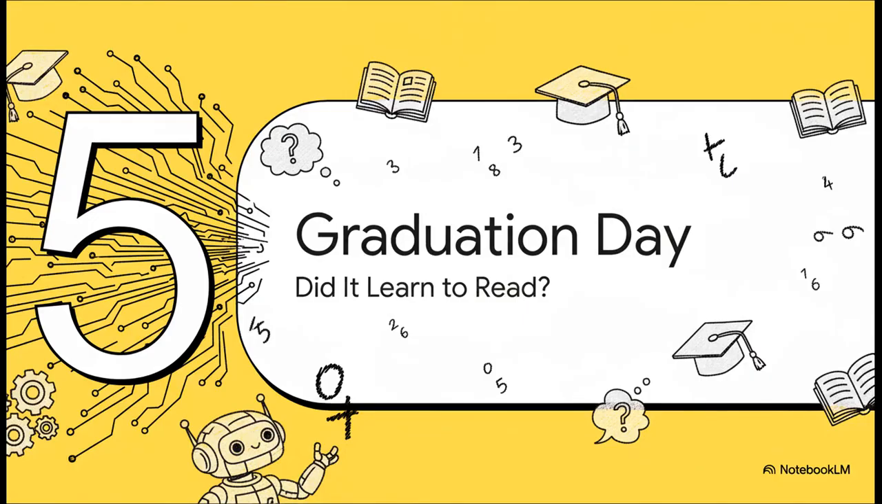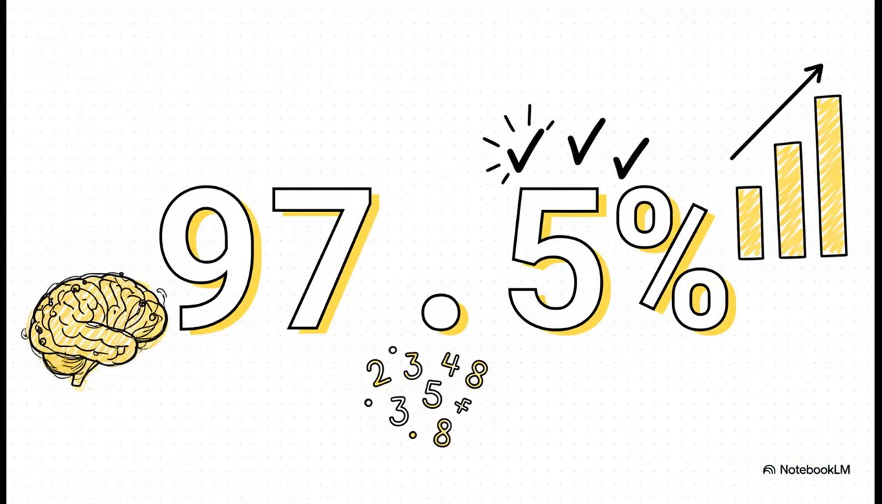And after thousands and thousands of examples, countless tiny adjustments, and a whole lot of number crunching, it is finally graduation day. The training is done. So the big question is, did it work? Did our bot actually learn how to read? Yes, and it didn't just learn, it totally nailed it. An accuracy of 97.5%. That means that out of thousands of new, completely unseen handwritten digits, our simple little digital brain got it right over 97% of the time.